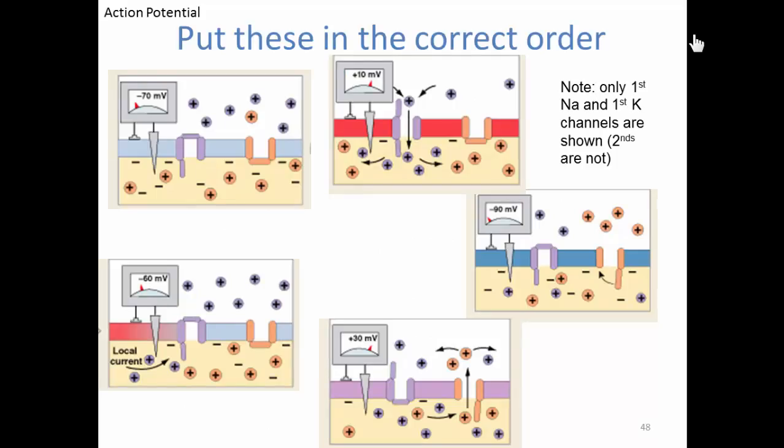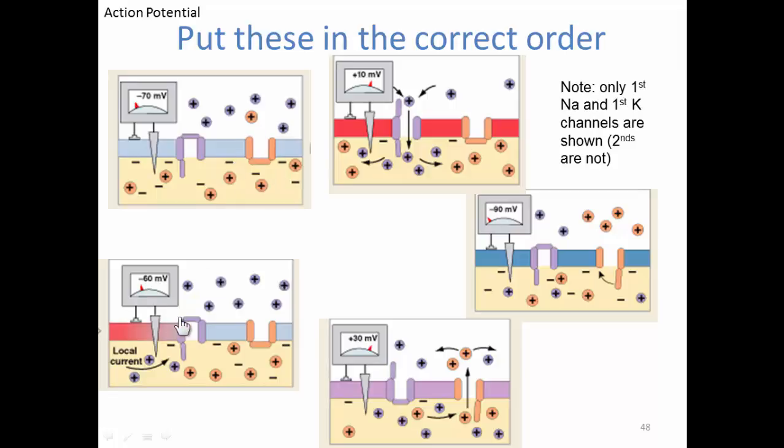Take a minute and pause the video and see if you can put these in the correct order. What we're looking at here are pictures of the voltage-gated sodium and potassium channels. And see if you can put them in the correct order for the action potential. All right, so we start off at resting membrane potential, which is negative 70 millivolts. Both of our gated ion channels are closed.